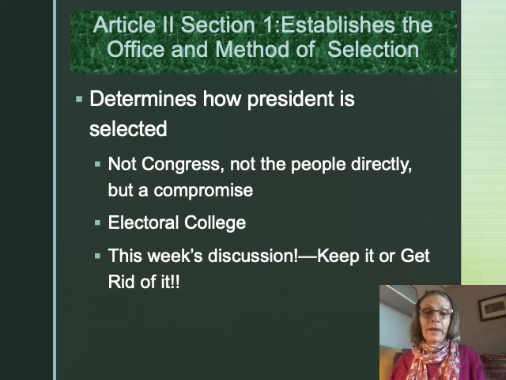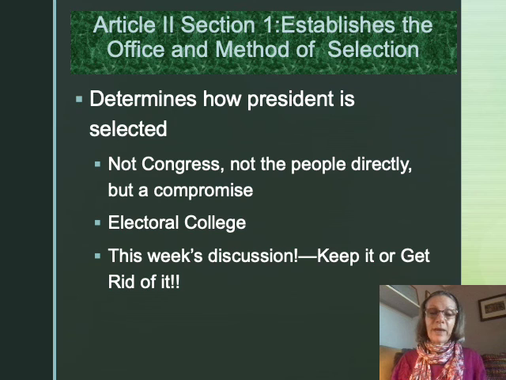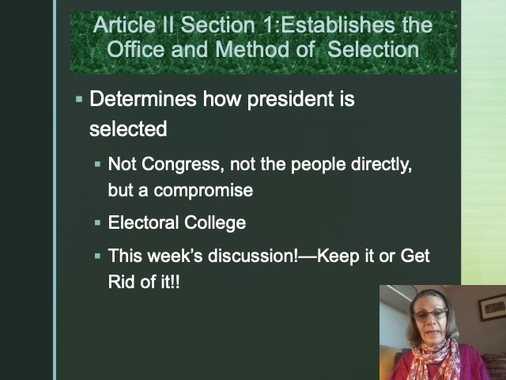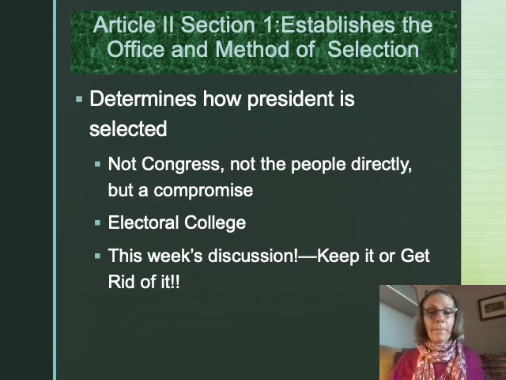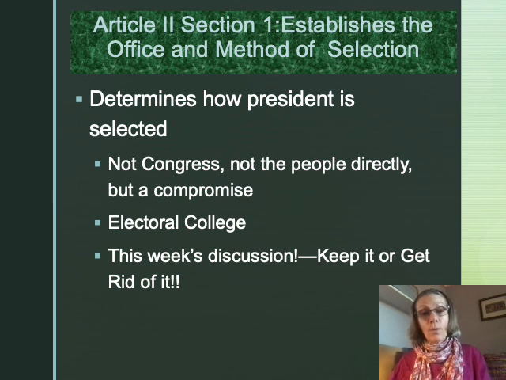It also gives an advantage to small states. So each state's Electoral College votes are determined by the number of members of the House that they have and the number of senators that they have. So for example, Wisconsin gets 10 electoral votes because we have 8 members of the House and 2 senators. But that means that Wyoming, who has 2 senators and 1 member of the House, they get 3, right? So small states, their say in the Electoral College is magnified. And so you'll be debating whether or not we should keep or get rid of the Electoral College in this week's discussion.